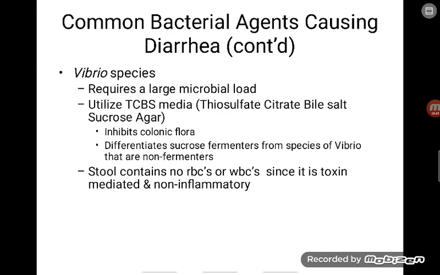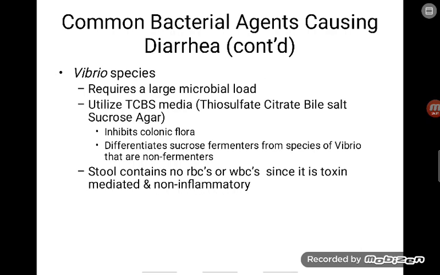The fourth bacterial cause of diarrhea is the Vibrio species. To cause infection, Vibrio requires a large microbial load. This bacterium grows on TCBS, a medium containing thiosulfate, citrate, bile salts, and sucrose agar. In this medium, there are substances that inhibit the growth of colonic flora. Also, the substances differentiate sucrose fermenters from species of Vibrio that are non-fermenters. So the other species ferment sucrose, but Vibrio cannot ferment sucrose, so it differentiates Vibrio from other species in the intestine.